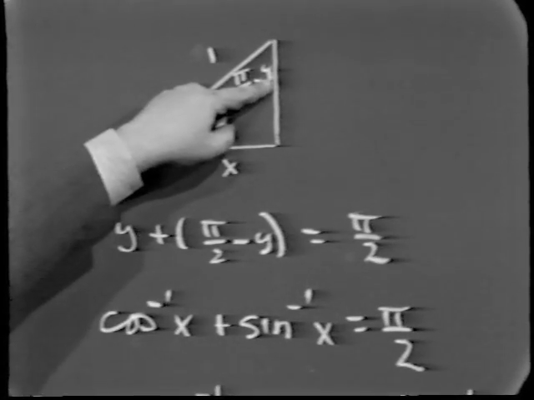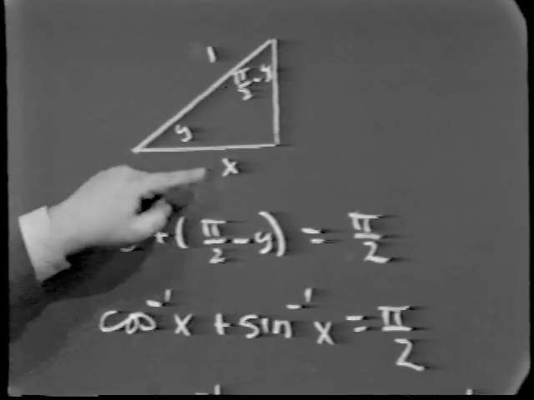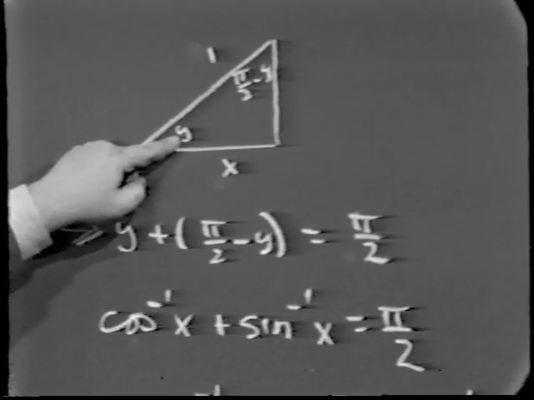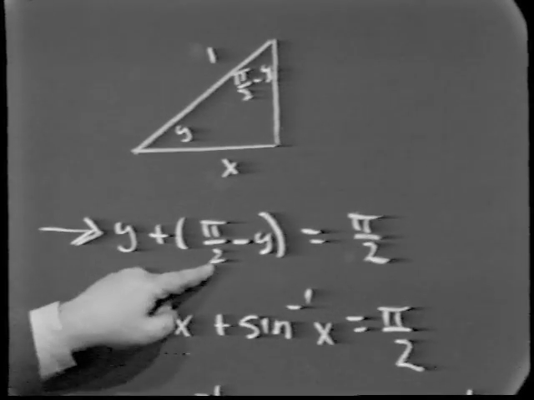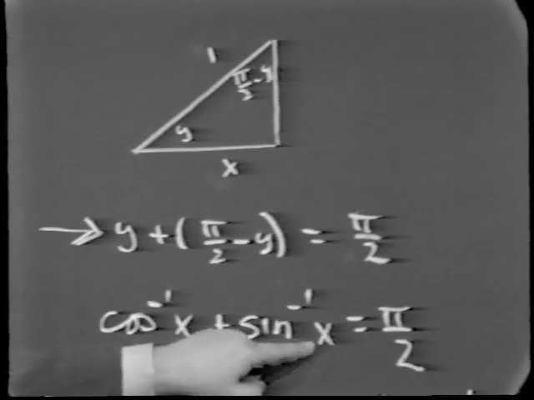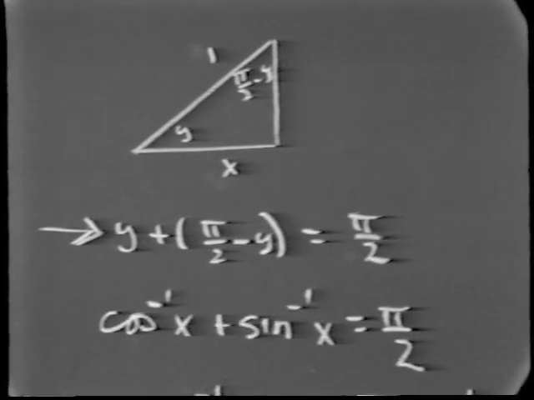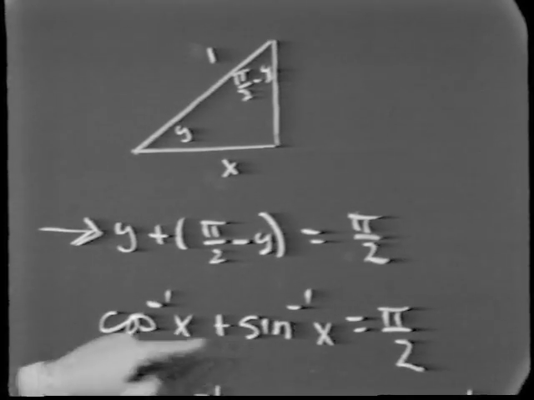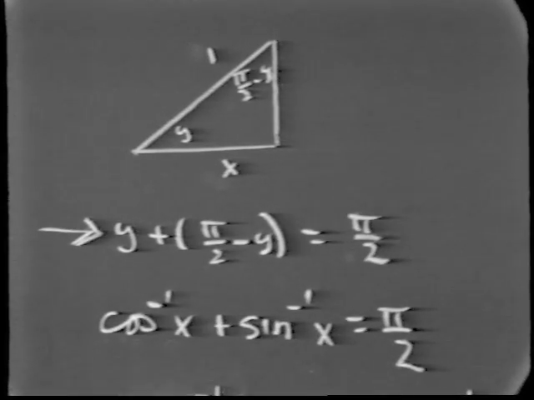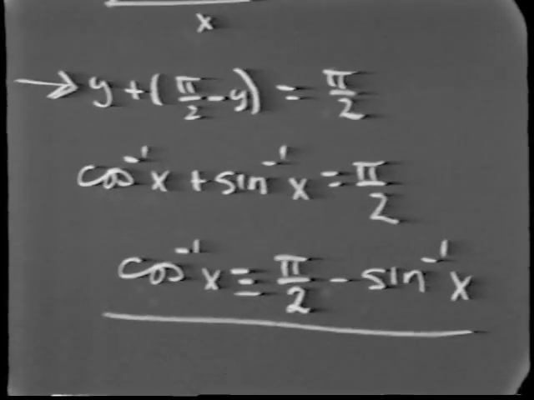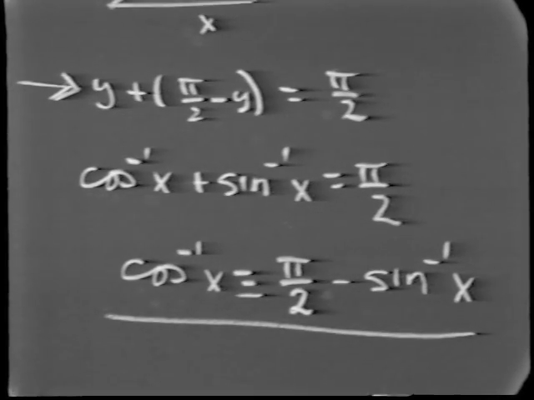What's pi over 2 minus y? Pi over 2 minus y is that angle whose sine is x. See, notice that the side that's adjacent to y is opposite pi over 2 minus y. At any rate, pi over 2 minus y can be named inverse sine x. And so from this simple thing, simple because the language is familiar to me, I get down to the result that inverse cosine x plus inverse sine x is pi over 2, from which, of course, this step here is a triviality.